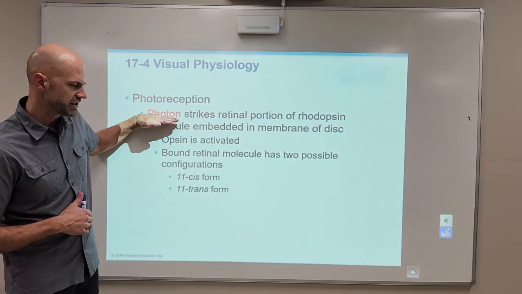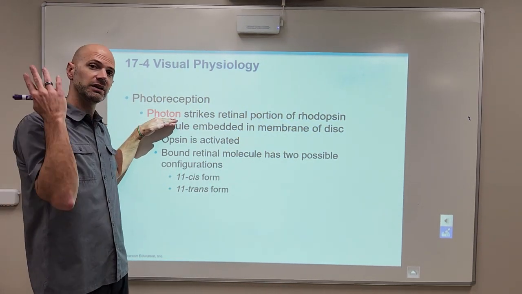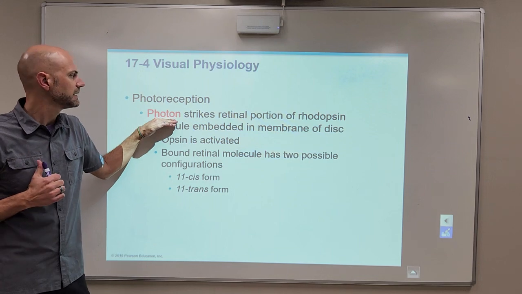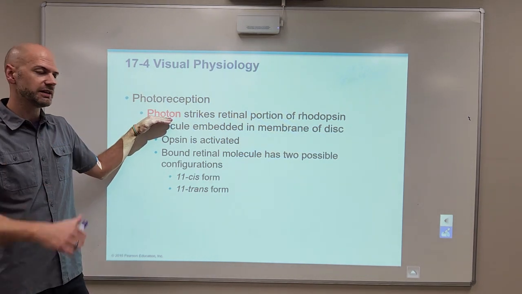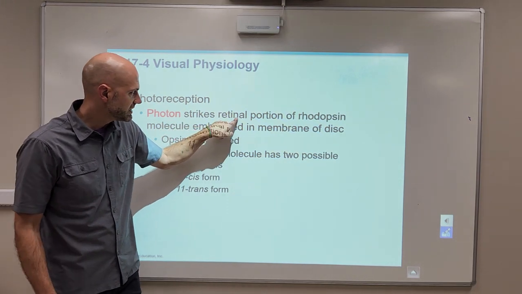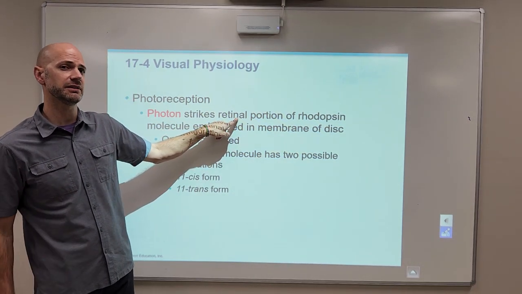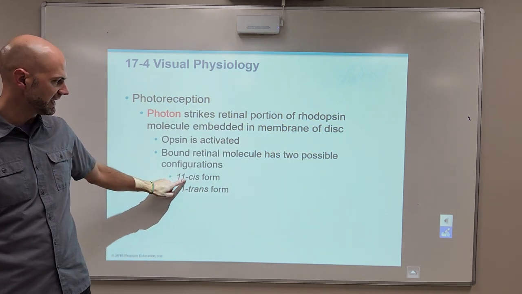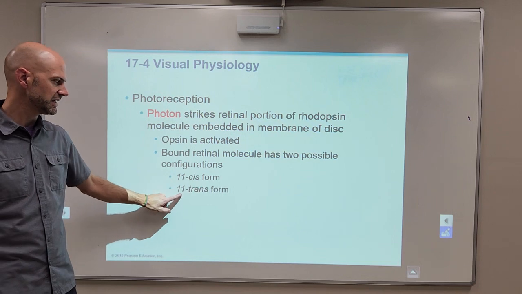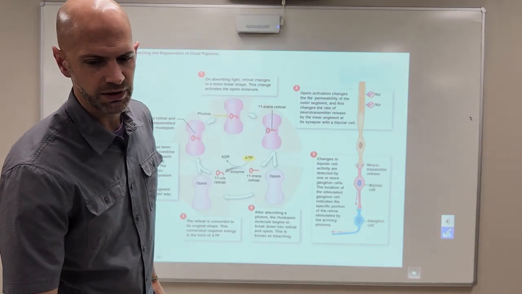Okay, talking about photons of light. Photons of light come from a light source, the sun or a light bulb, or a flame. The photon bounces off the object, enters into the eye, strikes retinal. That's the photopigment that is sensitive to light, and then it changes shape. It changes from 11-cis retinal to 11-trans retinal. Let's look at how that would work.